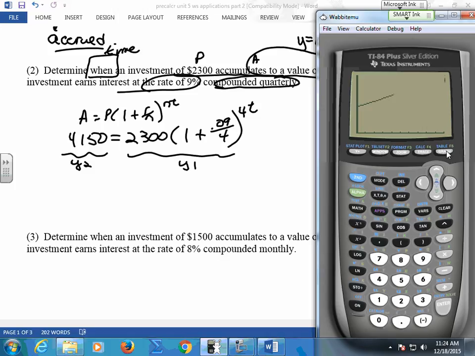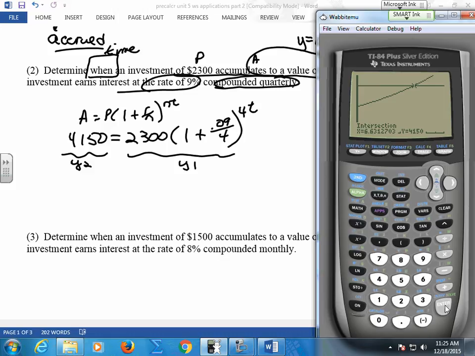Your goal is to see this. Here's your money growing. It's growing exponentially. It came from this quadrant over here. Here's your goal here, 4150. I want to find where they intersect. So, second, calc, which number? 5. And on an intersect, you're just going to hit it 3 times. 1, 2, 3. There's my answer.